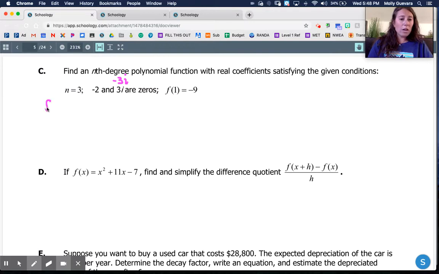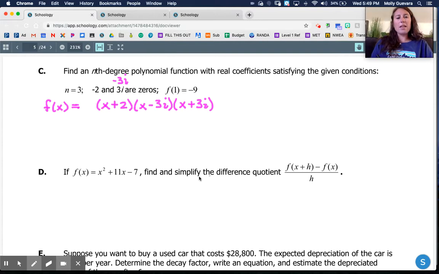So when we go to write this, we can start with the factors that I'm given. I know that I have x minus -2, right? I know that I have x minus 3i, and I know that I have x minus -3i. And then if I wasn't given this information, I could just multiply this out and call it a day. But since I'm given this specific information, I need to add in an a value. I need to know what value here gives me the specific equation where if I plug in 1, I get out -9.